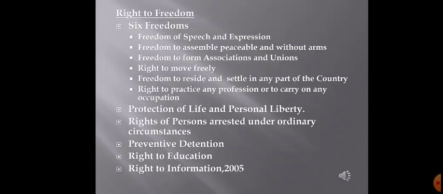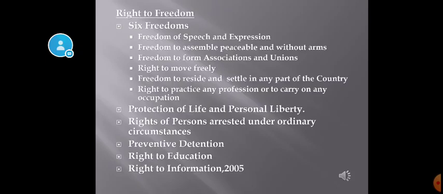The fifth point describes freedom to reside and settle in any part of India. This freedom is also subject to reasonable restrictions in the interest of the general public or for the protection of the interest of the scheduled tribes. Otherwise, tribal people may become easy victims of exploitation. So in this way, the backward people, the scheduled caste people, have a right to settle in any part of the country.